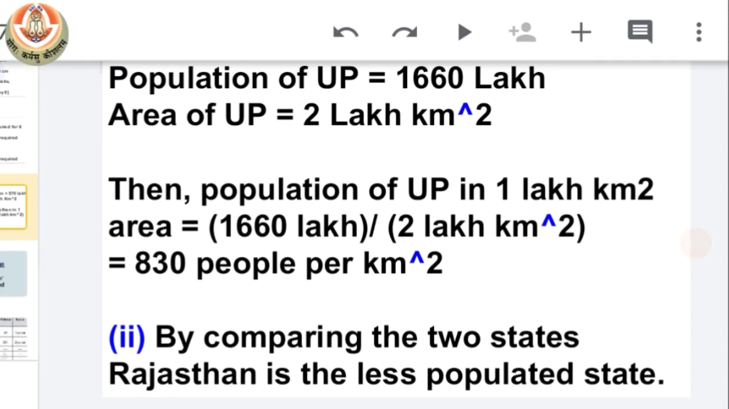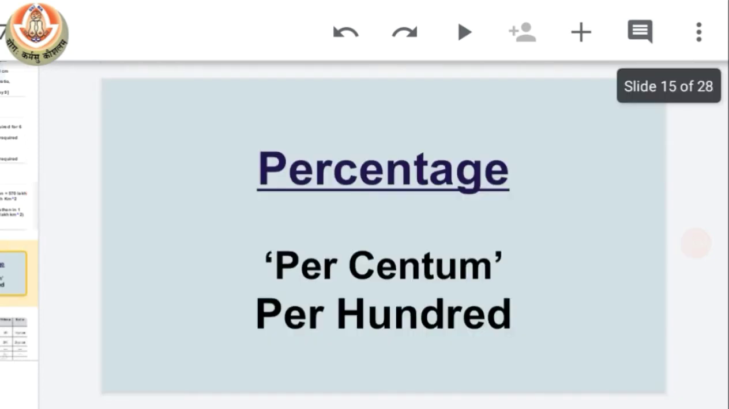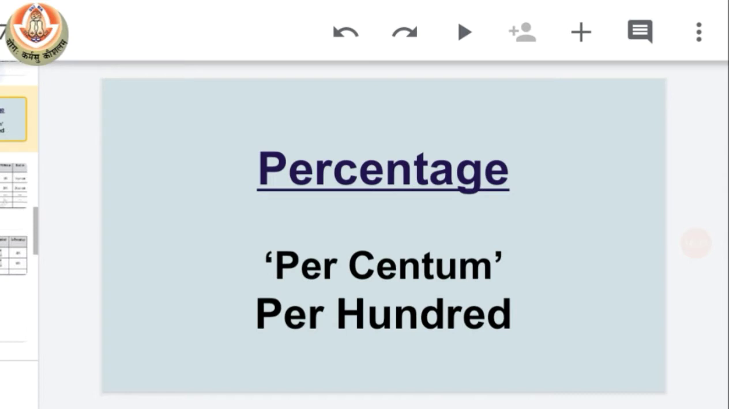Okay class, now this is the ratio portion of this exercise. Now the other thing is percentage. Now percent is derived from percentum, which means per 100. We all know that whenever we find the percent, we can take 100 as a whole.